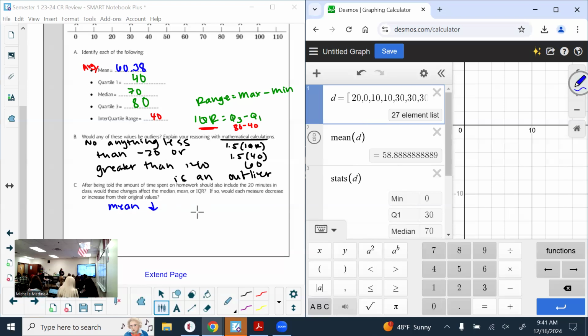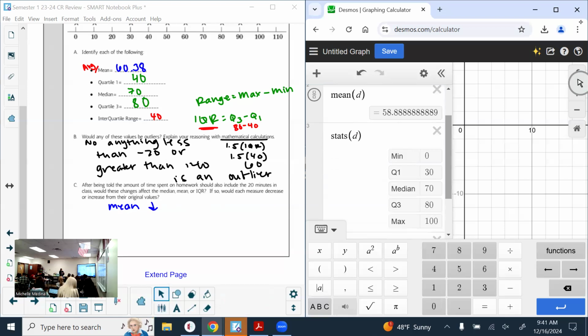It also asks about the median. The median is 70, which means the median did not change. And then the IQR, which is 80 minus 30, which is 50. The IQR increased. And that's adding an additional data point, so I just put it in my calculator, looked at all my data I already had, and compared.